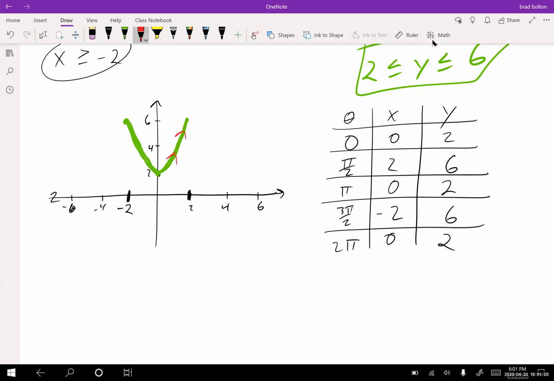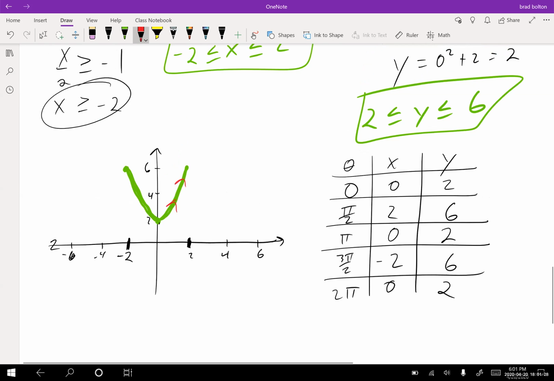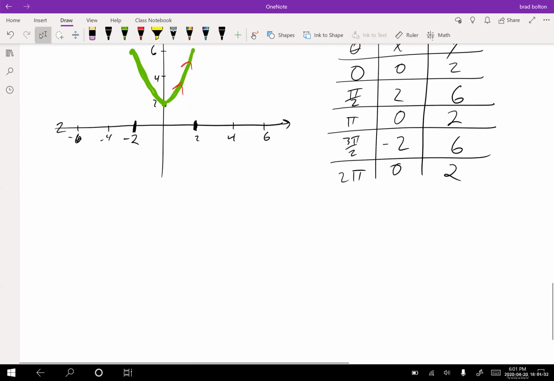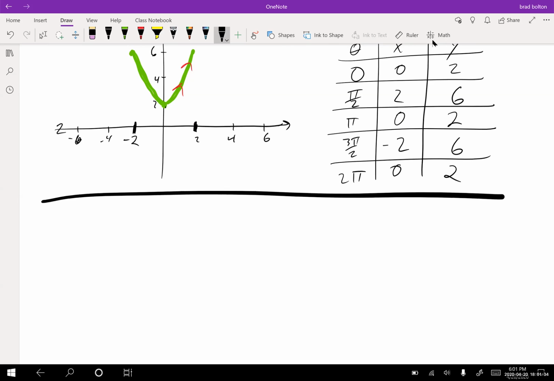Okay. So hopefully you guys understand why I had to put boundaries on or restrict the x and the y, because it just wouldn't make sense with x over 2 equals sine of theta. Okay. So let's kind of close that section off.